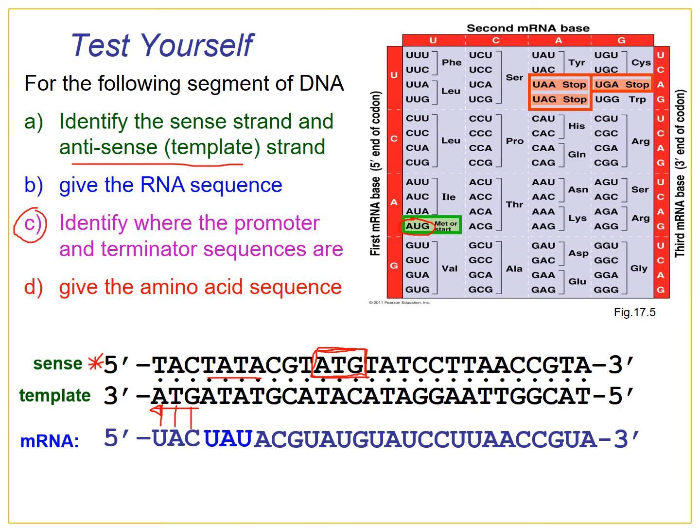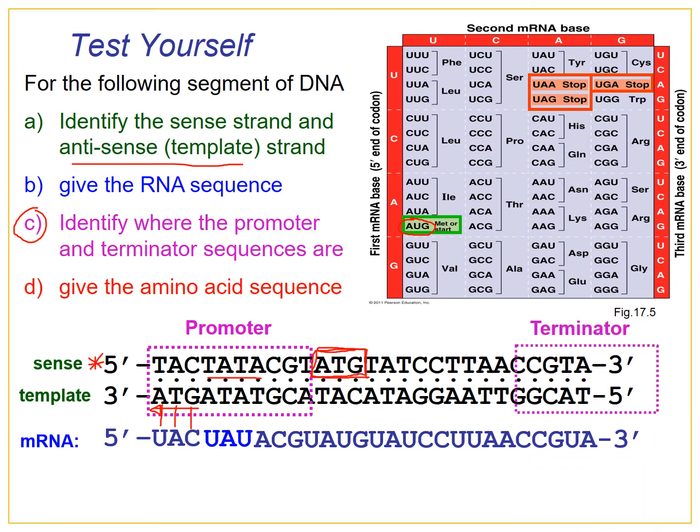Question C. Identify where the promoter and terminator sequences are. Okay, so let's see here. The promoter, we've talked about this already. It's before the start codon. So circle or label before the start codon somewhere. We have to find the stop codon. We haven't quite done that yet. I'll get to that in a minute, but the terminator is, of course, going to be after the stop codon. And so I have that label there as well.